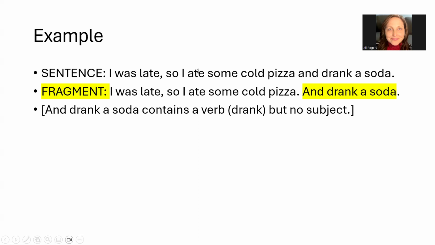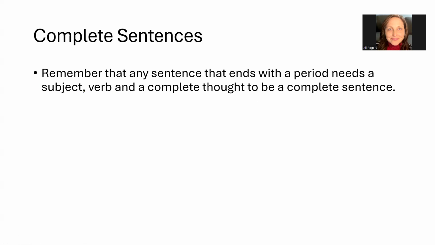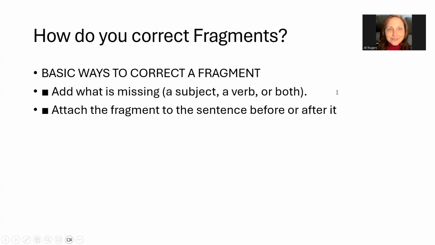Because here we see that I ate and drank, right? So this subject here extends to this one here. But be careful because a lot of people make this mistake with fragments. They add this word and, but they forget to add the subject. Okay, so that's one example of a fragment. So again, I'm reiterating what a complete sentence is. Any sentence that ends with a period needs a subject, verb, and a complete thought to be a complete sentence.